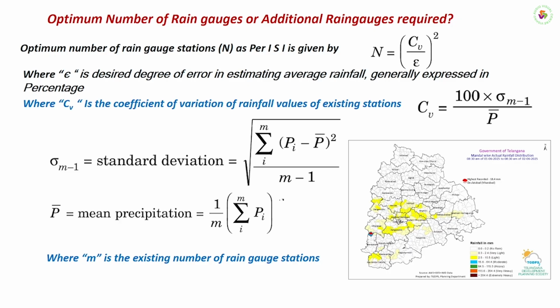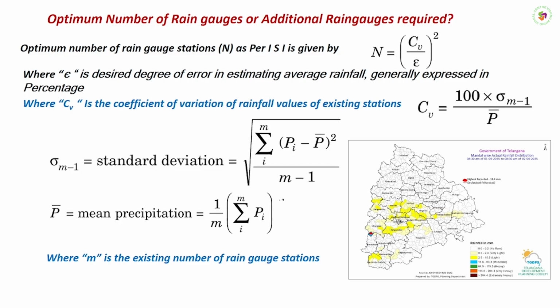Then next, second thing, the optimum number of rain gauges. What is this optimum number for? Previously the IS standard code has given something, and the World Meteorological Organization has given something. Just based on that you go for it. What is the problem? That is your problem. Then the next question is, in that case, why are you studying this?